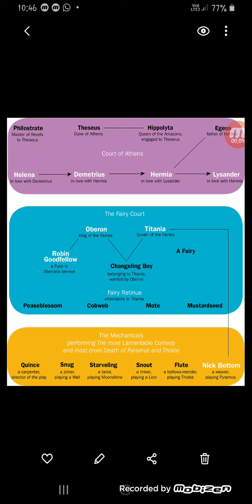In the previous lecture, you have already started to cover A Midsummer Night's Dream, a comedy written by William Shakespeare. You have seen his introduction, you have seen the theme, and I think you began with the plot of the play as well.